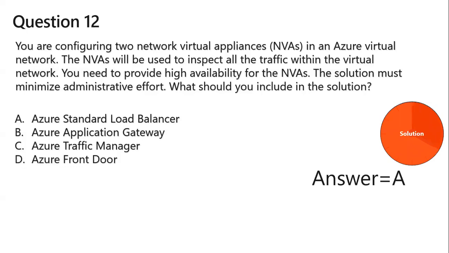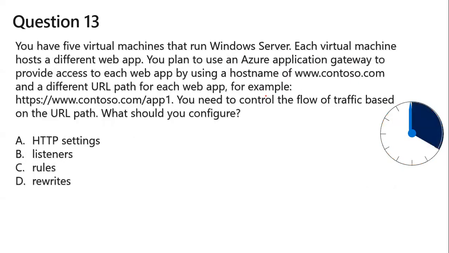Because here you can see you are configuring two network virtual appliances in an Azure virtual network, and they are used to inspect all traffic within the virtual network. So for the same, we can use a Standard Load Balancer. That's okay. Moving to the next question, number 13.